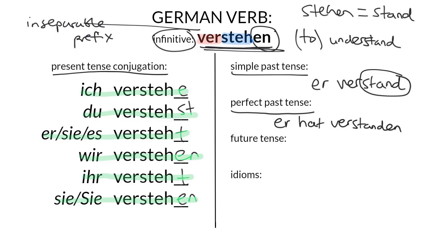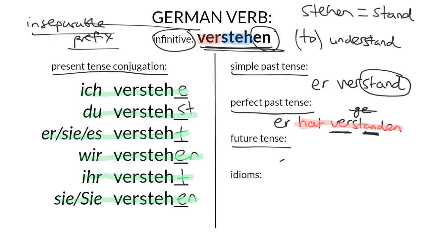Now, the thing with the inseparable prefix here is that it's not going to detach in any way, and in fact there's not even going to be a ge inserted here as you would expect for separable verbs. The ver and the stehen must stay together, so we are going to change the stem here to the word stand. So we use the helping verb haben plus the past participle verstanden.